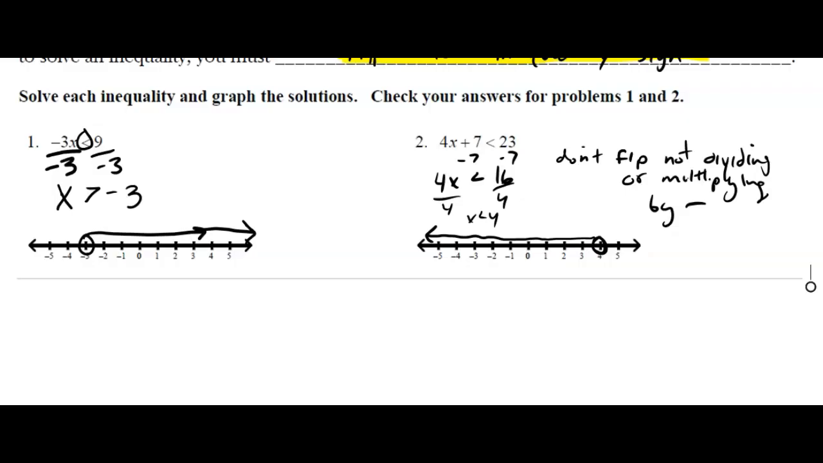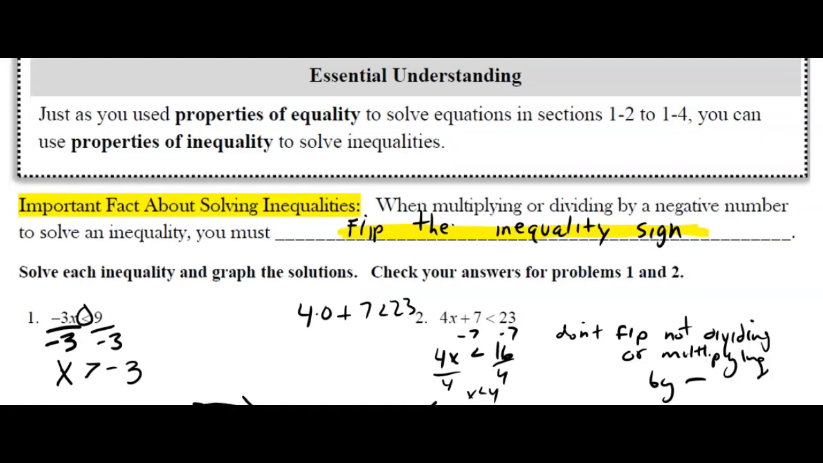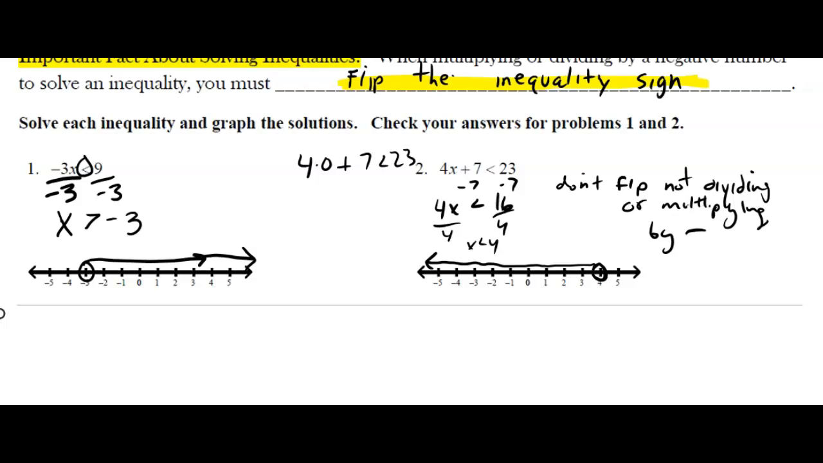So if I plug in like 0, for example, I would have 4 times 0 plus 7 needs to be less than 23. Okay. So 4 times 0 plus 7 is 7, less than 23. That is true. So that works. So I checked 0. I checked that spot right there. So that fits my part of the definition.